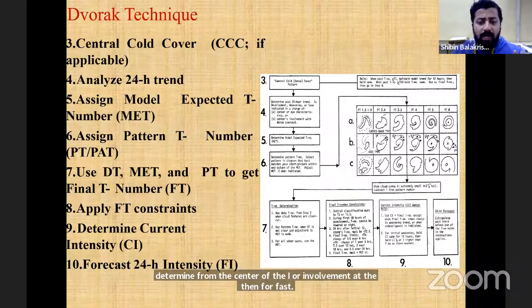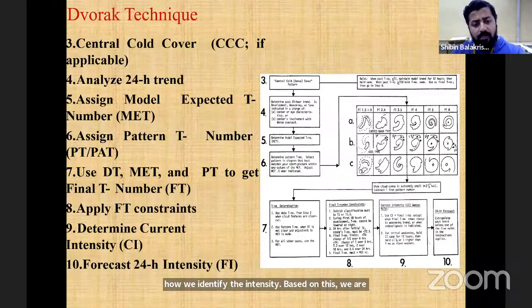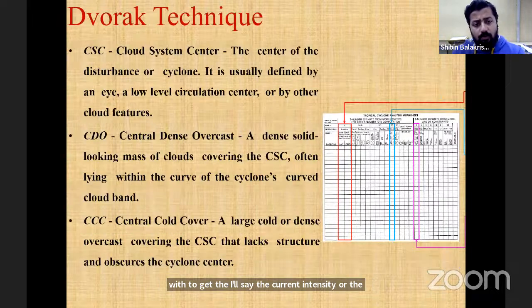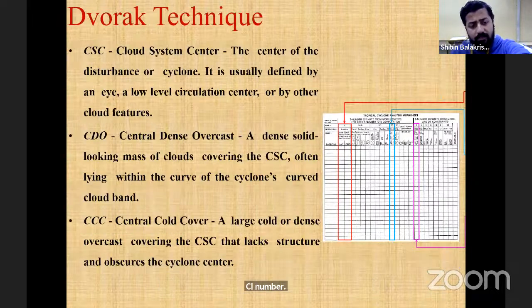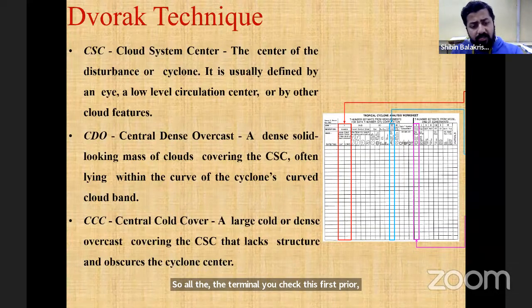Then we look into the pattern T number, like I told you, for how we identify the intensity. Based on this, we use the data T number, the model expected T, and the pattern T, and from all these values we finally get a final T number. Then we apply the constraints to get the current intensity, or the CI number. So all the terminology which I discussed prior is a basic, simple understanding of what those mean in the Dvorak technique.